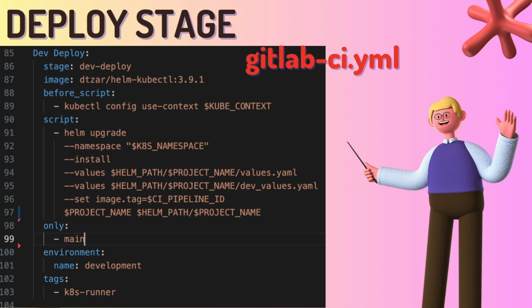The --set image.tag equals CI_PIPELINE_ID option dynamically sets the image tag to the current pipeline ID, ensuring that the deployment uses the latest image built in our CI process. Finally, project_name specifies the name of the release, and helm_path provides the path to the Helm chart. These jobs effectively deploy the application to the development environment. Similarly, we have these stages for test and production as well.